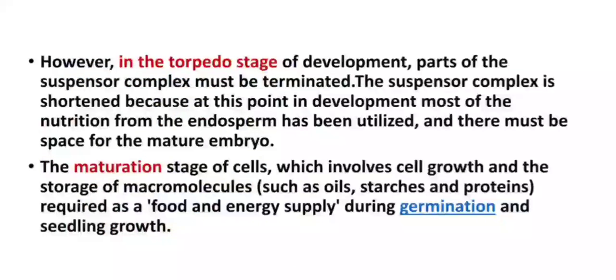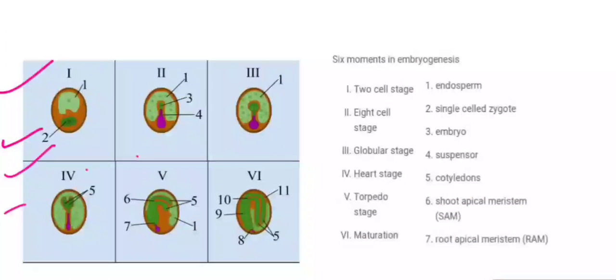Now this image depicts the 6 stages in embryogenesis and the parts involved. Here you can see the numbering, Roman numerals as well as 1, 2, 3, 4. 1 is representing endosperm. Here you can see 1. This is endosperm. 2 is zygote. 3 is embryo. 4 is suspensor. Here you can see the suspensor region. Then 5 cotyledons, 6 shoot apical meristem and 7 root apical meristem.